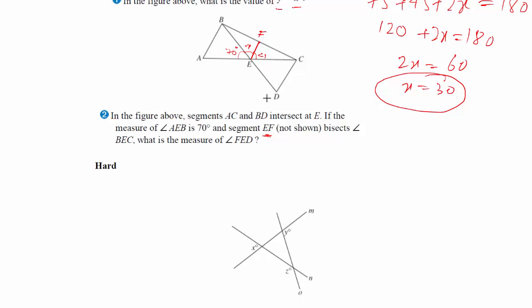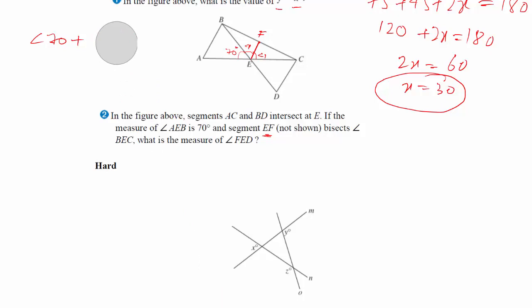Now, to calculate FED, we need to calculate angle 1 first. And we know that AEC is a line. That means angle 70 plus angle 1 plus angle 1, because these are two angles, angle 1, because EF is the bisector of angle BEC. It's cutting it into exactly two parts.